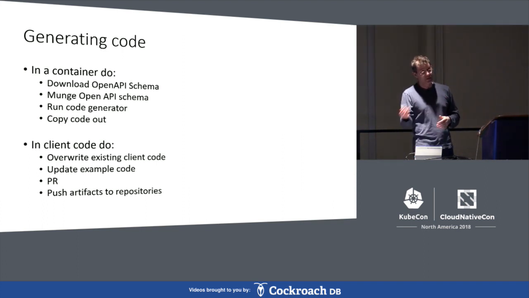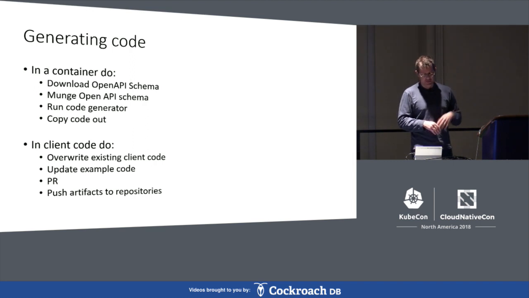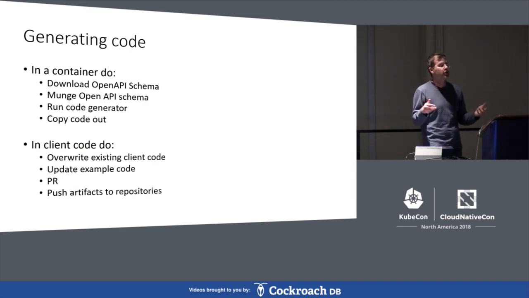And then we have to update the example code, because oftentimes with the alpha APIs, they've changed. And sometimes actually the code generator itself has changed. Parameters move around, or new parameters are added. Do that PR, and then once we're done with everything, push up to a repository.